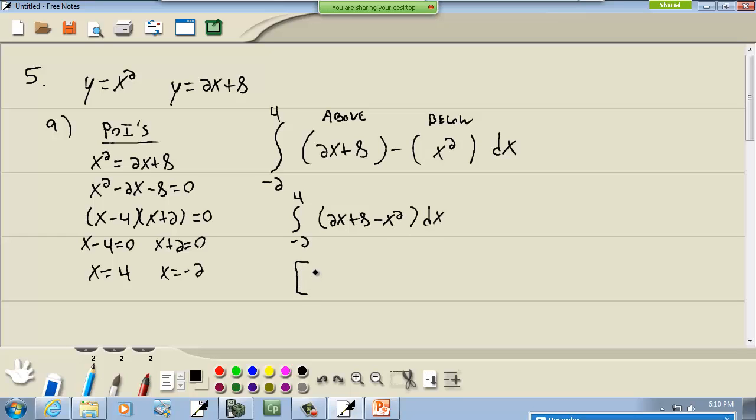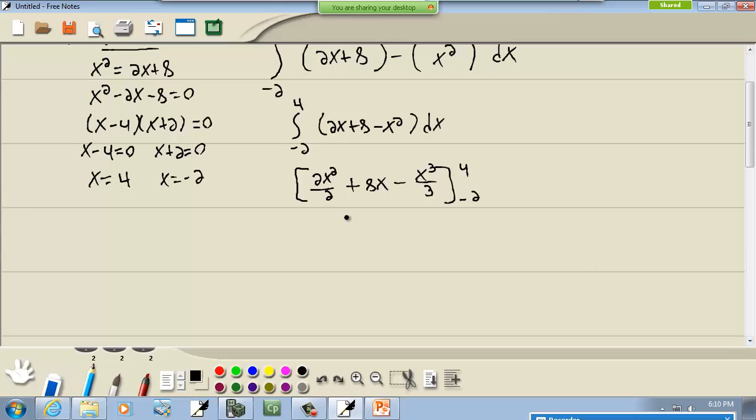Add 1 to your power, divide by your new power. So 2x squared over 2. If you just got a number, you just put an x with it. Minus, add 1 to your power, divide by your new power, from 4 to negative 2. That gives us x squared plus 8x minus 1/3 x to the third.